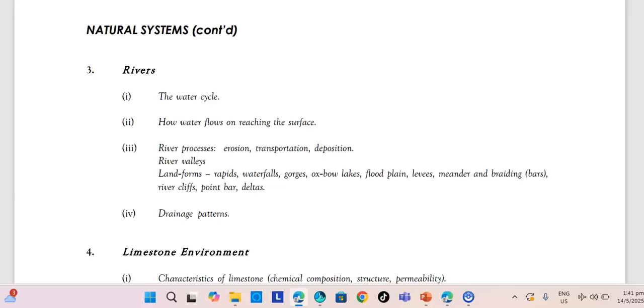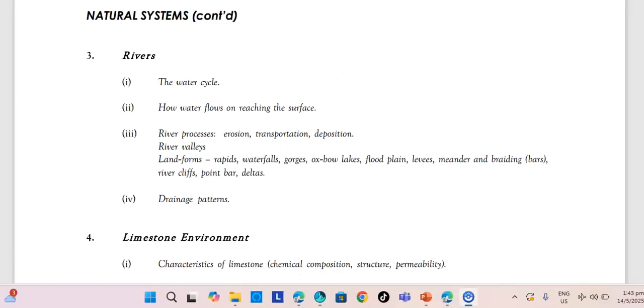We're going to look at how water flows on reaching the surface. We're going to look at river processes, and if they ask you what the river processes are, you should be able to talk about erosion, transportation, deposition, and river valleys. We're going to look at landforms: rapids, waterfalls, gorges, lakes, floodplains, braiding, all of those. And finally, we're going to look at drainage patterns. I'm going to give you a few seconds to find the page in your textbook that speaks about rivers. Are you ready, guys? Let's go.